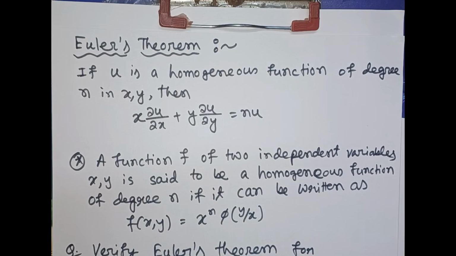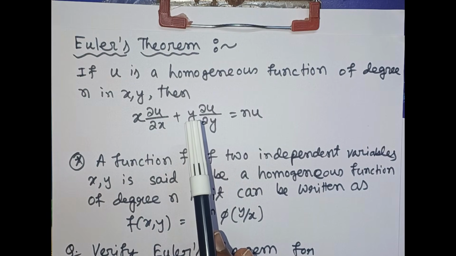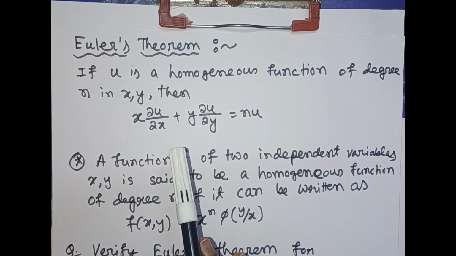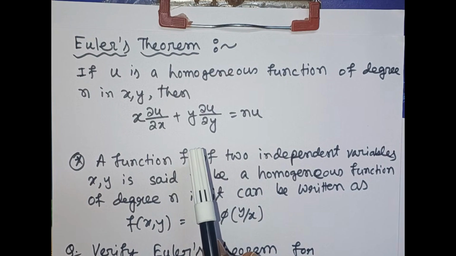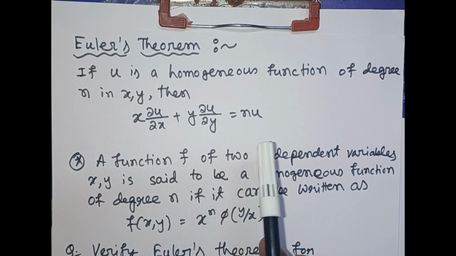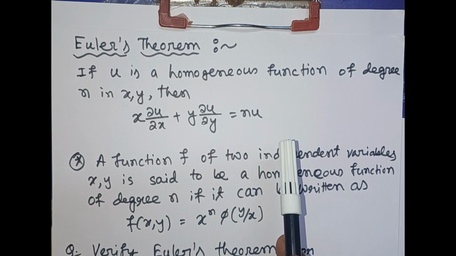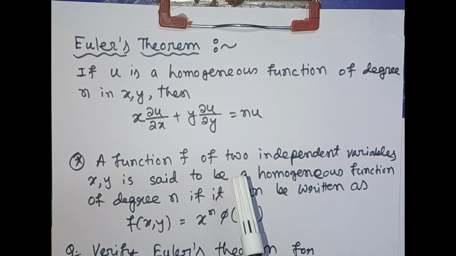You can check them. Now, today we will learn Euler's theorem, and this is a very important topic on partial derivative. So what is the statement? If u is a homogeneous function of degree n in x, y, then x u_x plus y u_y equals n u, where n is the degree. And now we will know what is the degree of a function.